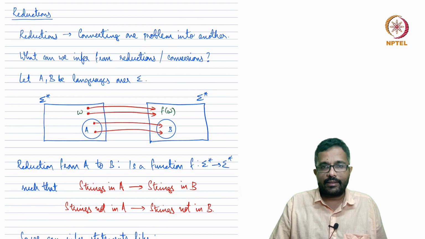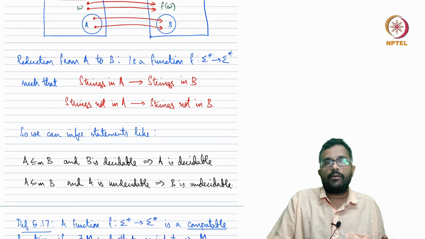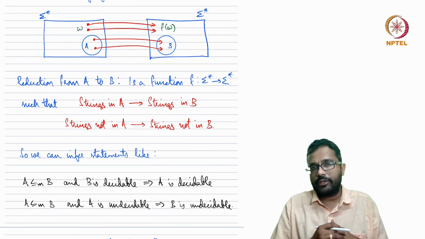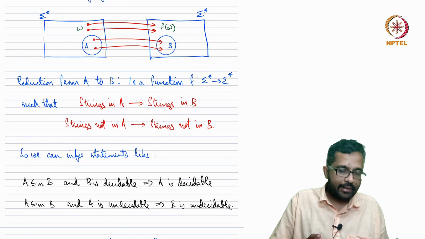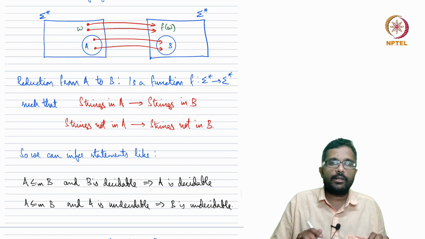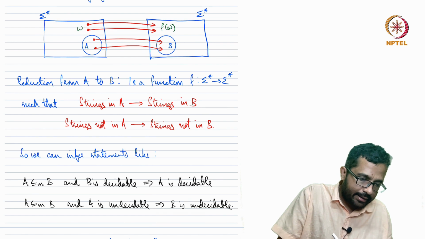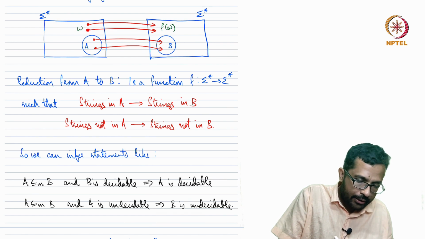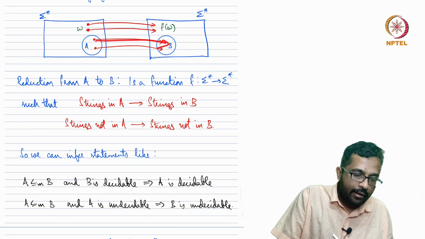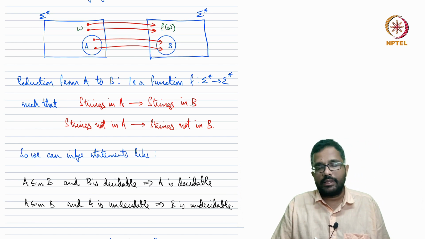So we saw reductions, and what are reductions? A reduction is a way to transform one problem, one language, into another. The main thing is that the reduction function should be computable: there should be a Turing machine that computes this function. And all the yes instances of A should go to yes instances of B, and all the no instances of A should go to the no instances of B. This is the most important thing.